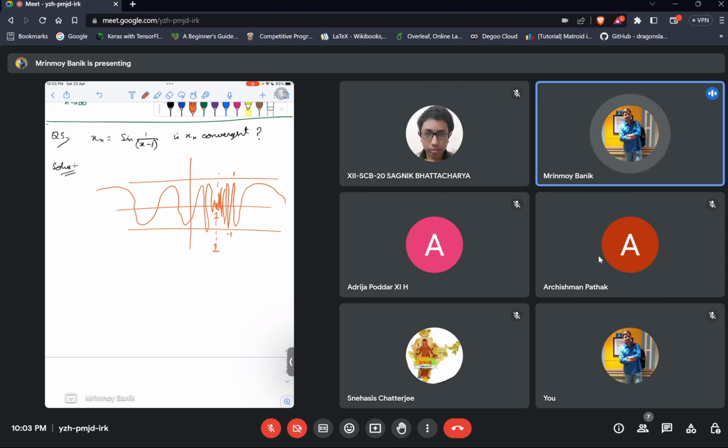Sorry, actually, I didn't mention the limits. So we have to find the limit as x tends to 1 of sine 1 by x minus 1. So this is essentially the same as finding the limit as n tends to infinity of sine 1 by n.